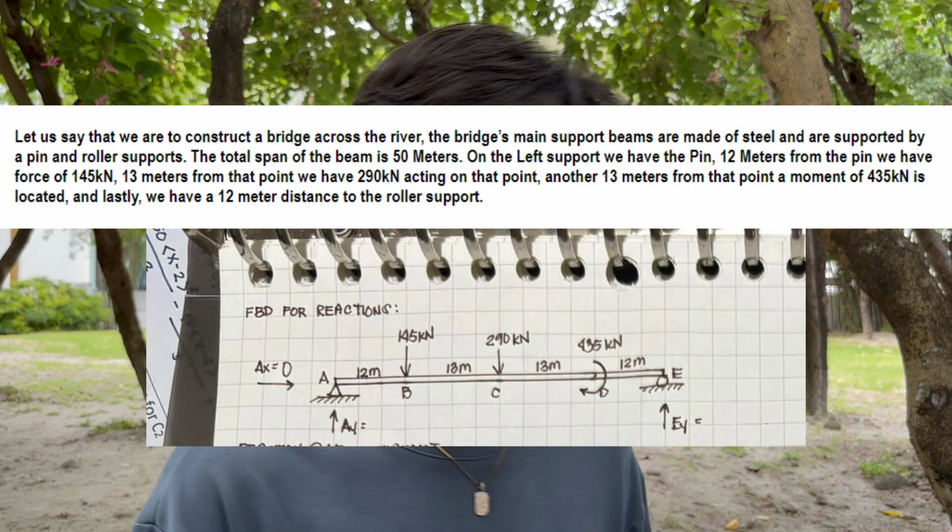A bridge! Let us say we are to construct a bridge across the river. The bridge's main support beams are made out of steel and supported by a pin and roller support. The total span of the beam is 15 meters. On the left support, we have the pin. 12 meters from the pin, we have a force of 145 kN. 13 meters from that point, we have a 290 kN acting on that point. Another 13 meters from that point, a moment of 435 kN is located. And lastly, we have a 12-meter distance to the roller support.